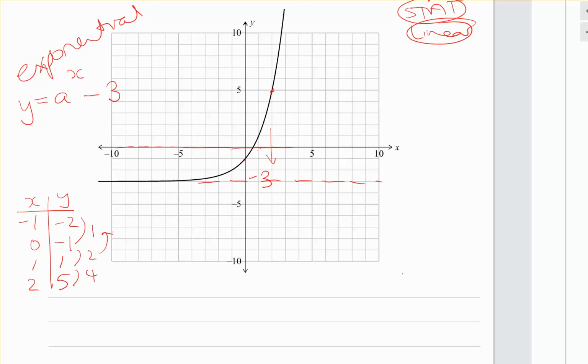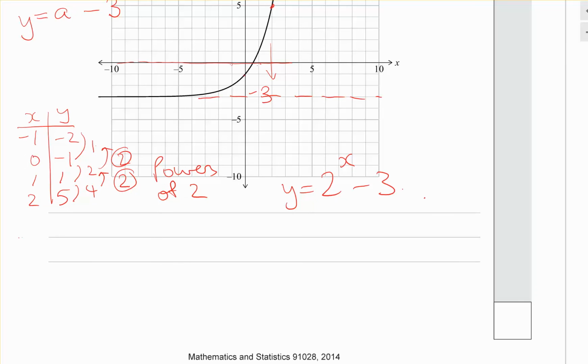and dividing up. 2 divided by 1 is 2. 4 divided by 2 is 2. So I can see that this has to do with powers of 2. Right, so now we're dealing with y equals 2 to the x minus 3 as my initial choice.